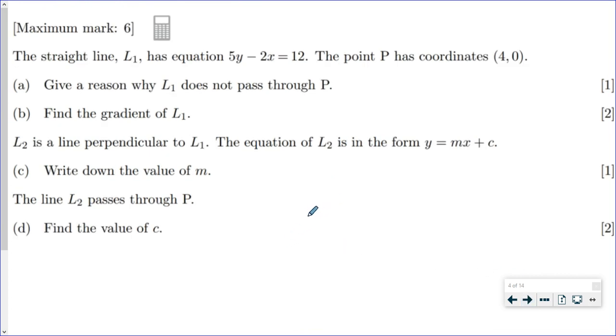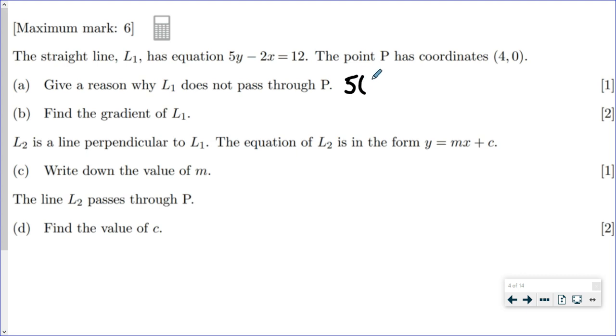The straight line L1 has equation 5y minus 2x equals 12. The point P has coordinates 4, 0. Give a reason why L1 does not pass through point P. So the whole idea of this is that any point that is on this line, if you plug in the x and y coordinates, it will give you a true statement. So all you have to do here is plug in x and y.